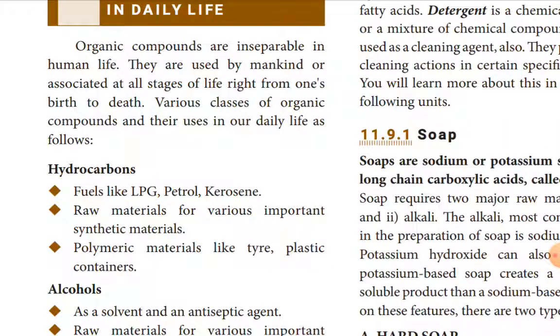First one, hydrocarbons. Normally hydrocarbons are used as fuel, like ethane, methane, butane, pentane. Like LPG, petrol, kerosene, they are all used as fuels. Also they are raw materials for various important synthetic polymeric materials like tires and plastic containers. Propane is used as fuel. Also it is used to make chemicals. Ethane is used to produce ethylene, and butane, normally in the form of butane and isobutane, is also used in the form of gasoline. Natural gasoline is used as fuel.